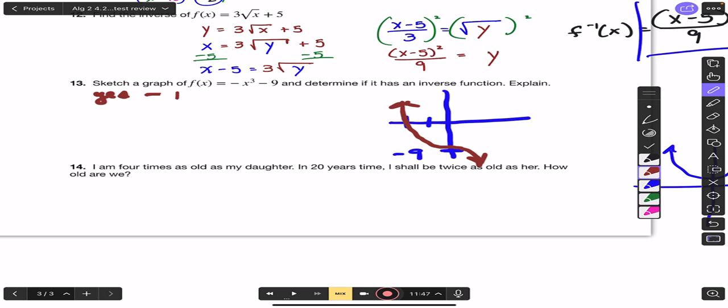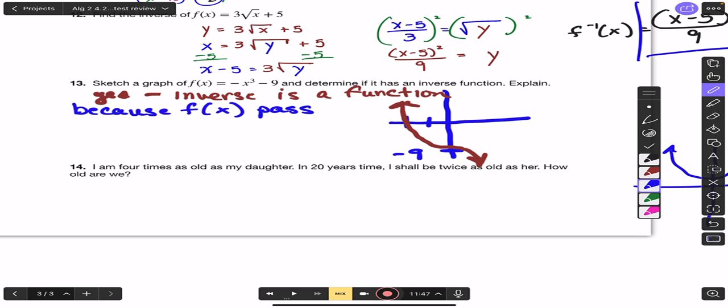Inverse is a function. I don't even put the reason why, because f of x passes the horizontal line test. That's the reason why we know it has an inverse function. Okay, so that's our first thing to answer. Now we can go ahead and find out what that inverse function is.